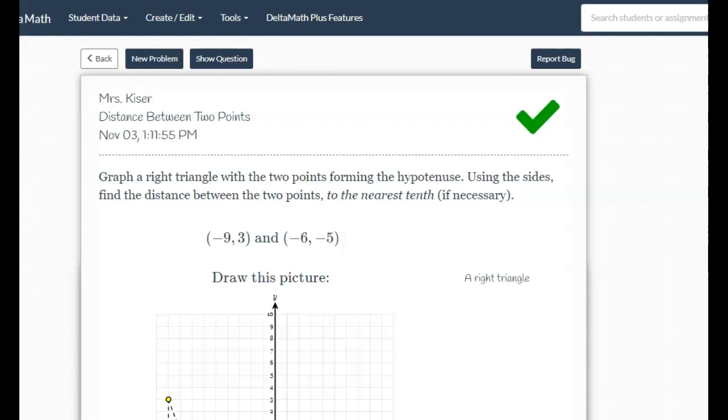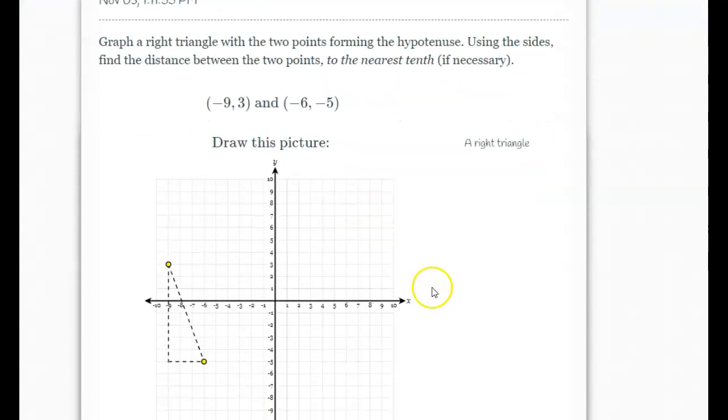Hello everybody. Today we are practicing distance between 2 points on the coordinate plane. You are given 2 points, like in this example here on Delta Math. And if you had to find the distance between those 2 points, how would you do that on the coordinate plane? Because when I see these 2 points graphed, this straight line between the two, as we know, you've always been told the shortest distance between 2 points is a straight line.